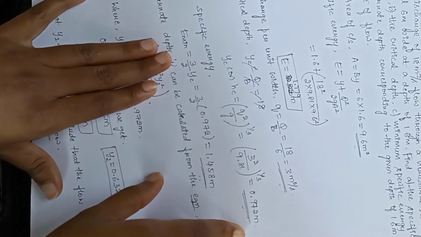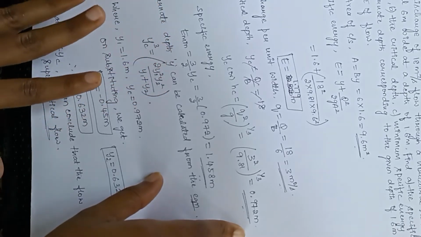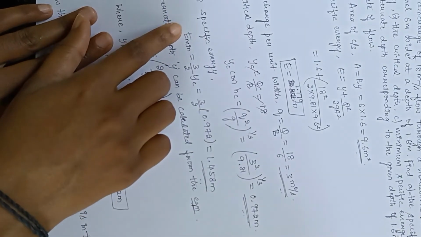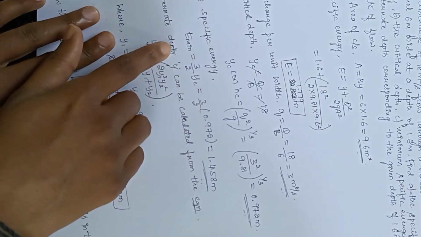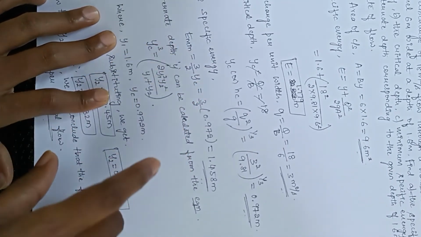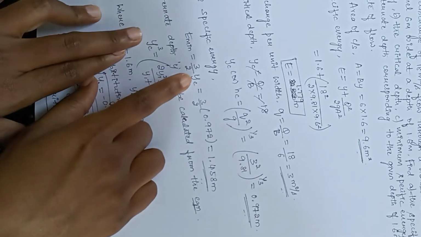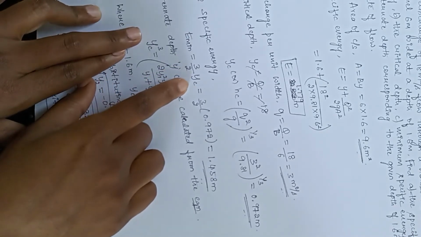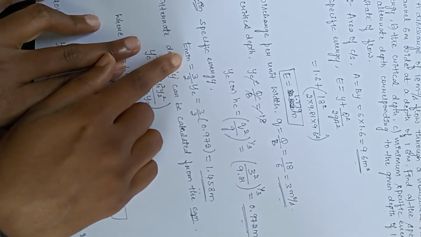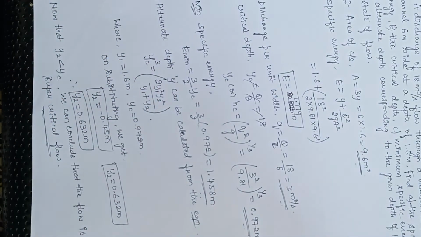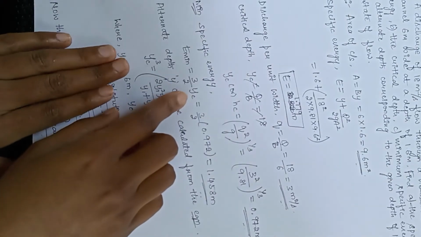So that gives you the critical depth of flow. Moving to the next case, we have to find the minimum specific energy. To find the minimum specific energy, the formula is 3 by 2 times the critical depth. We usually represent minimum specific energy with the letter E minimum, which is 3 by 2 times the critical depth.